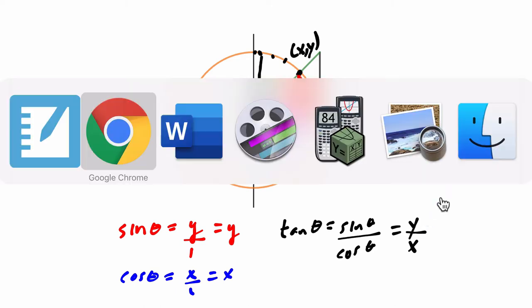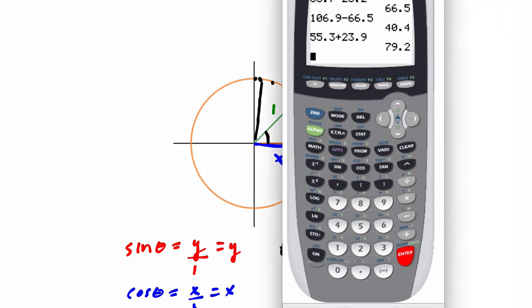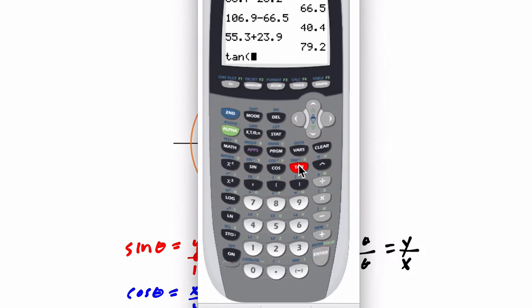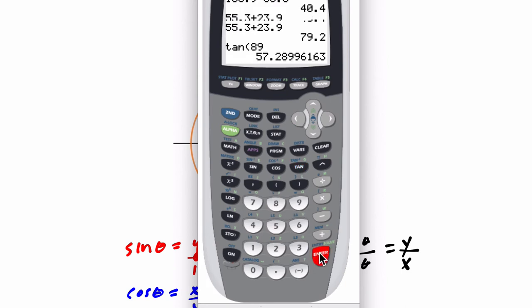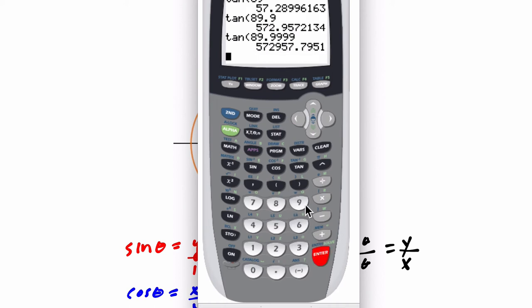You could try this out on a calculator. If you want to see what that ratio is of y to x with a tangent, just try it out. Try the tan of 89. It's pretty big. Okay, but then as we go to the tan of 89.9, as we're approaching 90, that ratio is becoming larger, 572. 89.9999. Boom. Right now we're in the 100,000ths.